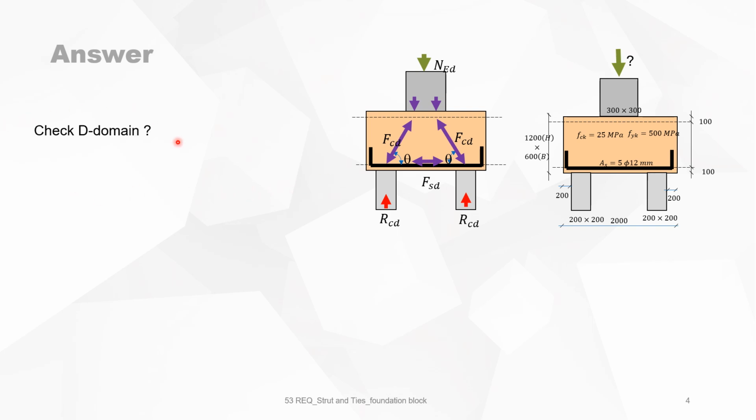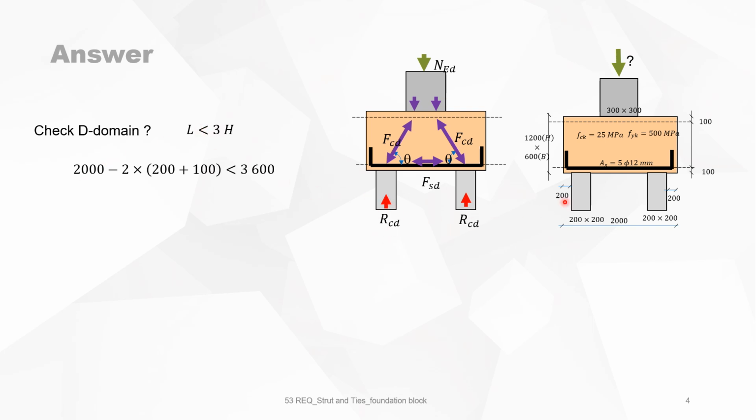We first check the domain where we are. Is it a B domain or a D domain? In other words, can we use the normal formulas of reinforcement or do we use strut and tie? For a D domain, the distance between the two reactions, L, must be smaller than 3 times the depth of the block. If not, then you can just calculate it with bending moment and the concrete tables like we used to.